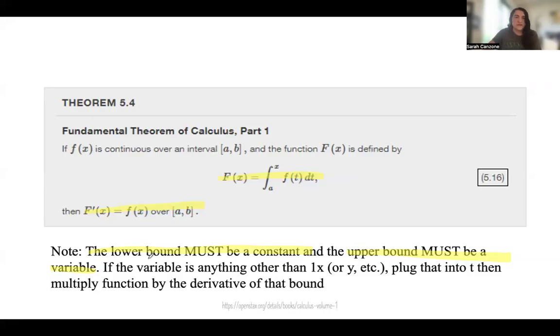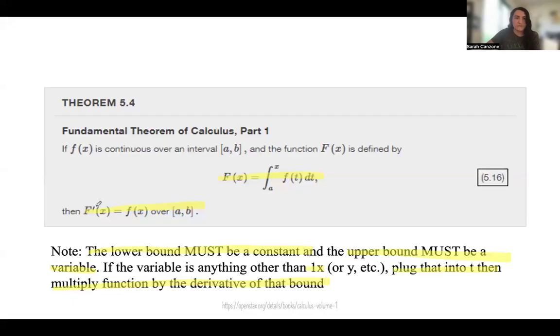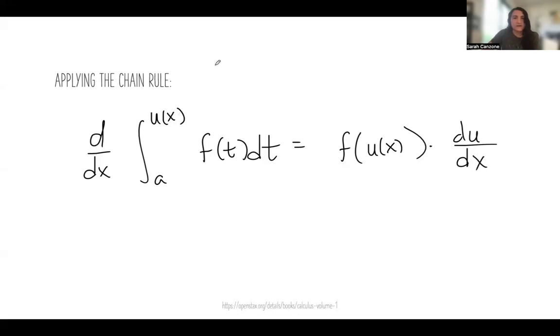If it's anything other than just a single x or a single variable, plug that into t, or again, any variable that's in your integrand here, plug that thing into t, then multiply your function by the derivative of that bound. Okay, let me show you what I mean by that. This is kind of the chain rule for the fundamental theorem of calculus part 1. What this says is, if you have the derivative of your integral, so that's what this was saying, right? It's saying this is capital F, your integral, so the derivative of your integral, where u of x is now some function of x that's not just x.